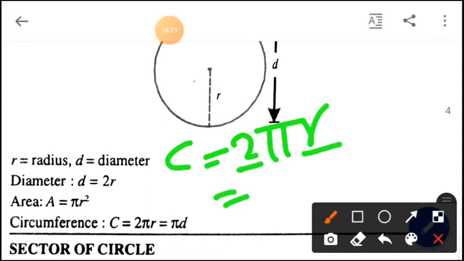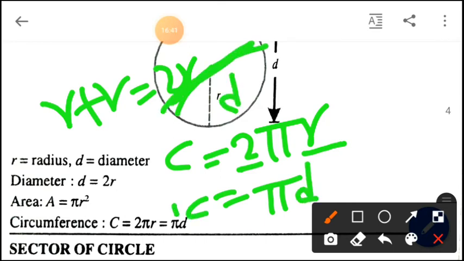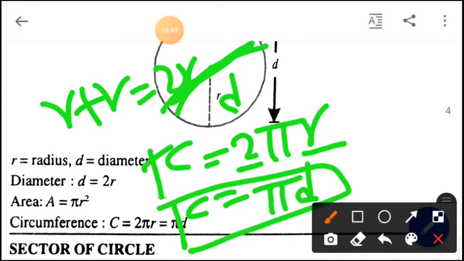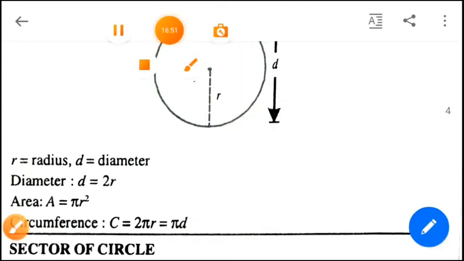We can also write instead of 2R means R plus R. 2R gives us radius plus radius. We can also write pi D. Circumference C is equal to pi D, or C is equal to 2 pi R. This formula gives us circumference of a circle. Okay, next.